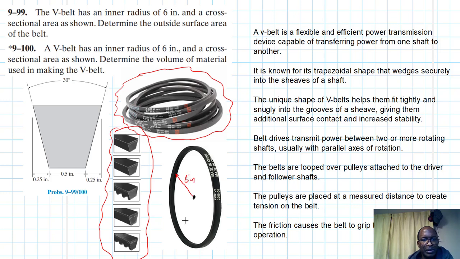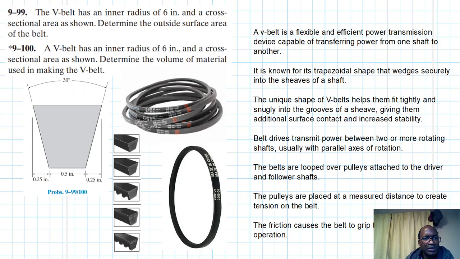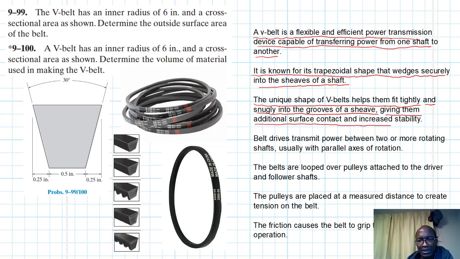These are the V belts, and these are the different cross sections; they come in different varieties. So what is a V belt? Basically, a V belt is a flexible and efficient power transmission device capable of transferring power from one shaft to another. It is known for its trapezoidal shape that wedges securely into the sheaves of a shaft. The unique shape of V-belts helps them fit tightly and snugly into the grooves of the sheave, giving additional surface contact and increased stability.